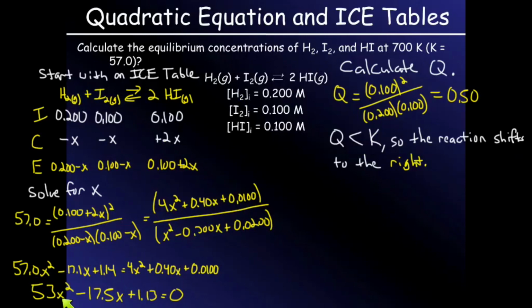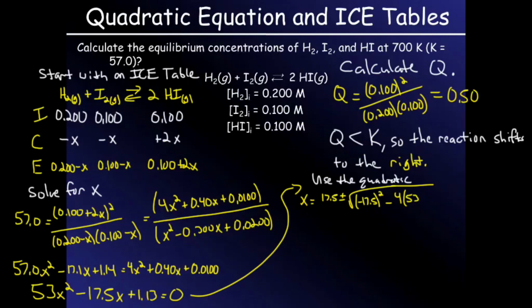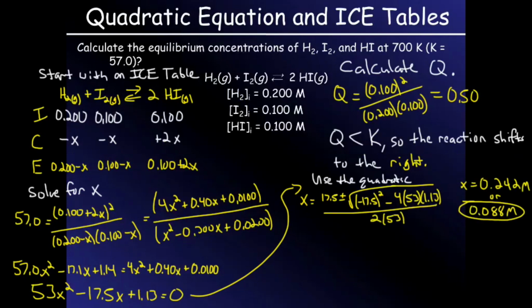I get 53x squared minus 17.5... let's see, this was 17.1, not 13... minus 17.5x plus 1.13. I can then use my quadratic formula, as I did before. I will get two values, 0.242 molar and 0.088 molar.